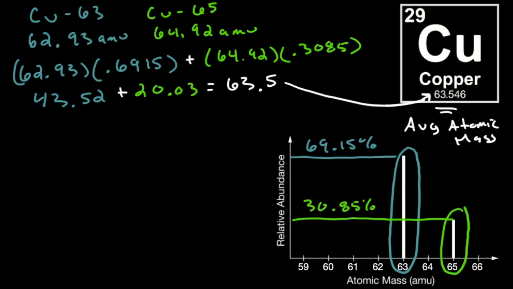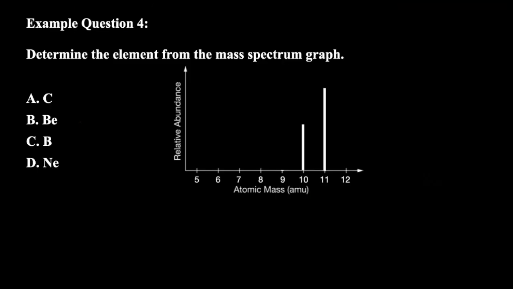So let's try to do an example question now. Let's try example question number 4. Example question 4 wants us to determine the element from the mass spectrum graph. So from looking at this graph, see if you can figure out what you think the answer would be. To solve this question, you have to know how to read this graph, and you have to know what each of these lines represents. These lines represent the different isotopes that are part of the same element.